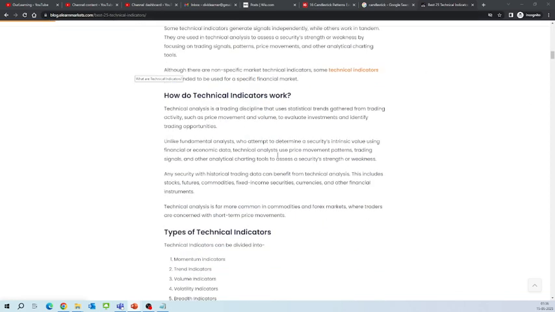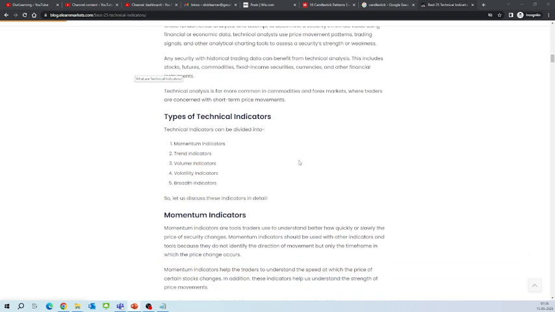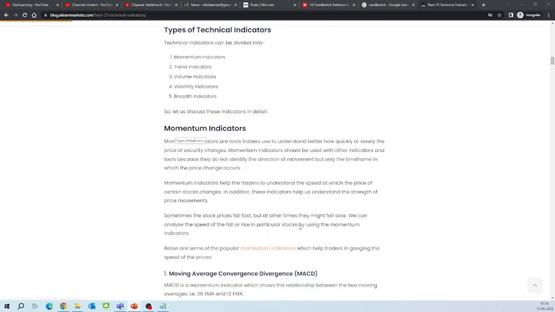Then according to the same site, the types of technical indicators are based on 5 different things. They have technical indicators divided into momentum indicators, based on the momentum of the trend, trend indicators, volume indicators, volatility indicators, and breadth indicators. So these are the other ones as well. But let's just talk about the momentum indicators. So what are momentum indicators?